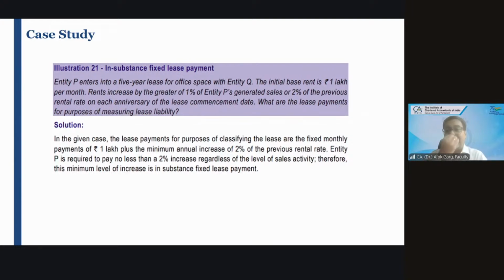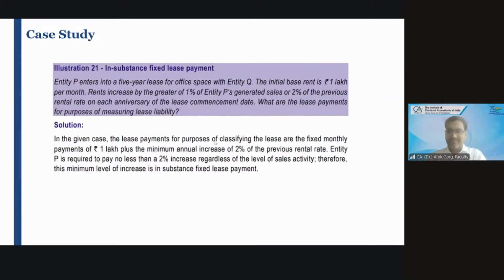So one thing is very clear. It has to be higher. अगर ये higher है तो minimum कितना होगा? 2% of the lease payment. 2%. Minimum तो 2% lease payment होगा ही ना.